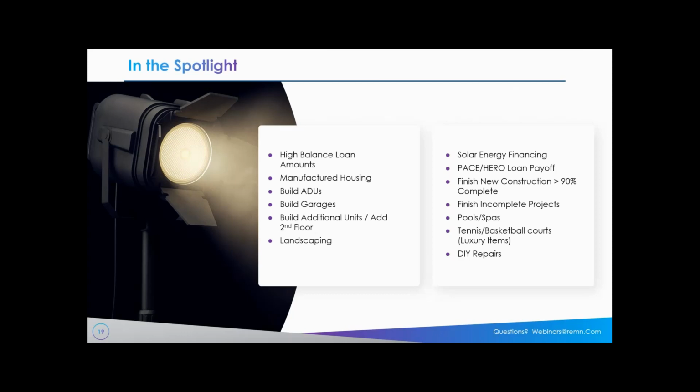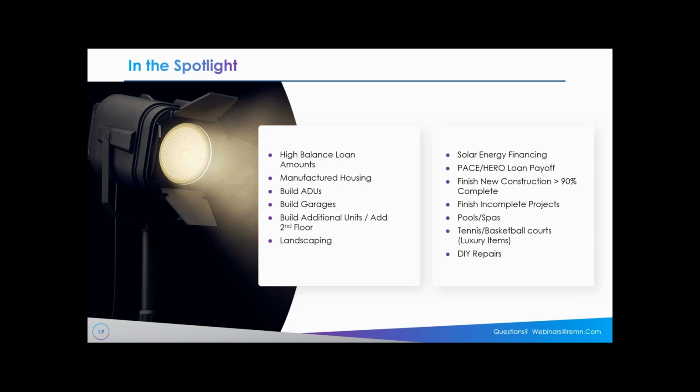Let's talk about a few items that we like to highlight here that you might be able to sink your teeth into, depending on where you live and what your market is. We do allow for high balance loan limits. So if you're in an area that's high cost, we can go up to the high balance loan limit. We just can't go over into jumbo land. We can't do that.